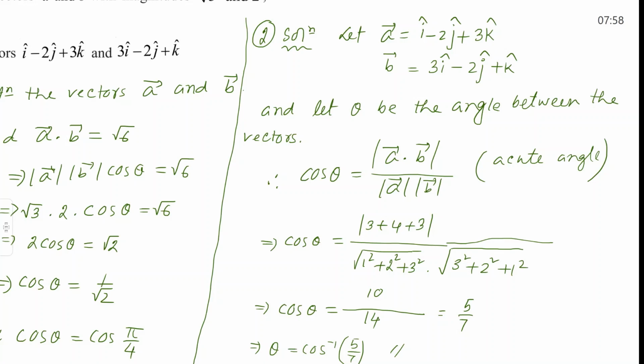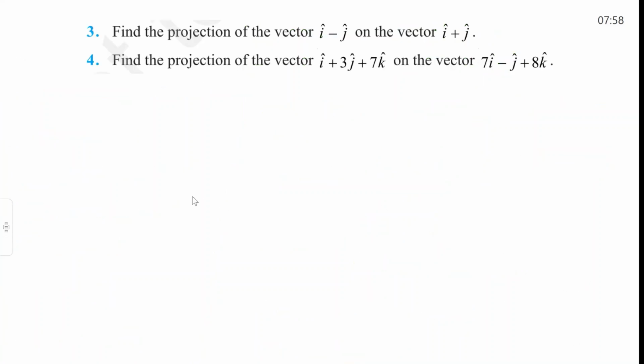Now we take the next question. Find the projection of the vector i bar minus j bar on the vector this. And question number 4 is to find the projection of the vector this one on the vector this one. I am taking question number 4 because 3 and 4 are similar type questions. So I am taking the solution of question number 4.